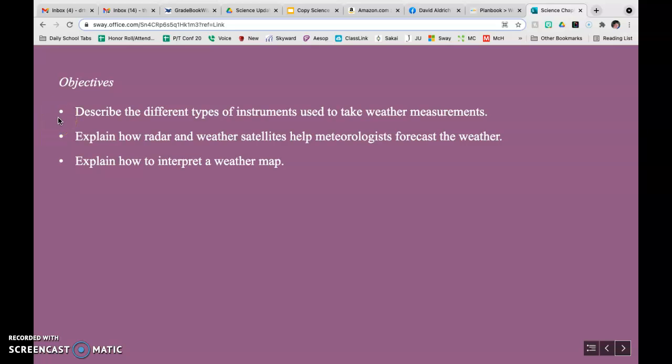Describe the different types of instruments used to take weather measurements. Explain how radar and weather satellites help meteorologists forecast the weather. And explain how to interpret a weather map.